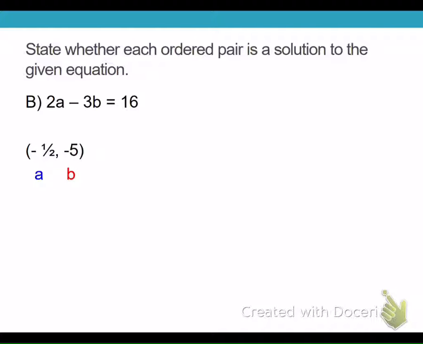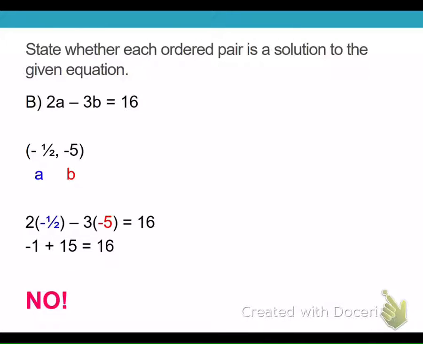So I'm going to do 2 times negative 1/2 minus 3 times negative 5. And if that equals 16, then this is an example of a solution. If it does not, then it is not. So what is 2 times negative 1/2? Negative 1. And then minus 3 times negative 5, what happens there? It becomes a plus 15. Good. So negative 1 plus 15 equals 16. Is that true or false? No. That is not true. It actually equals 14. So that is not a solution. Your answer would be no.